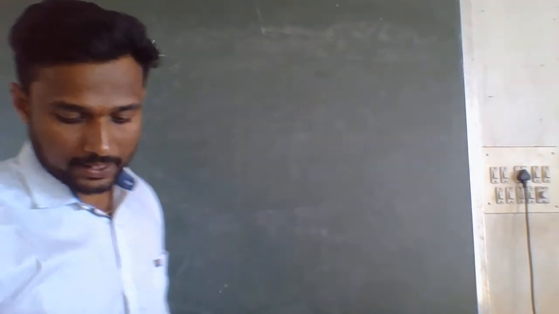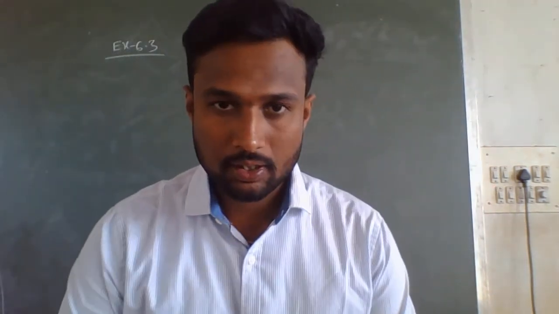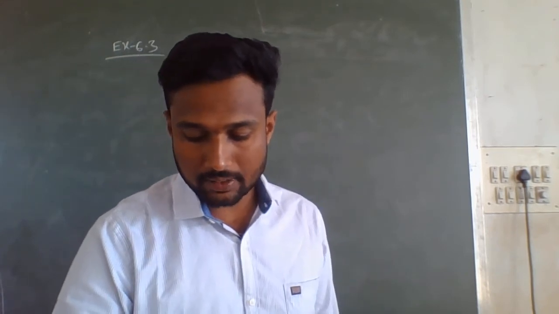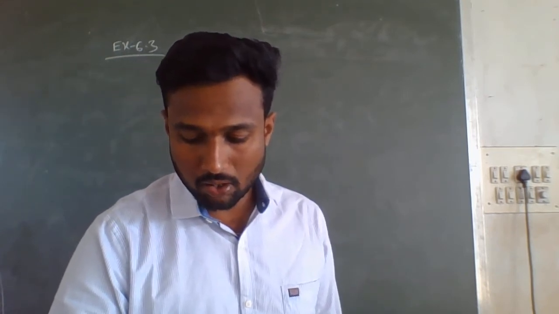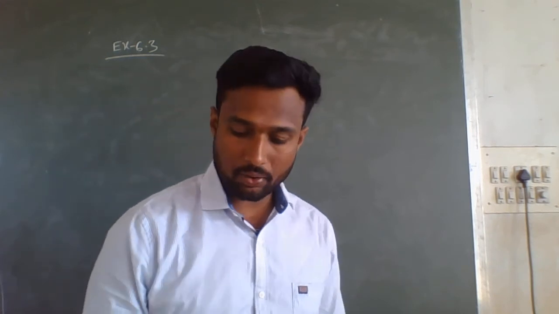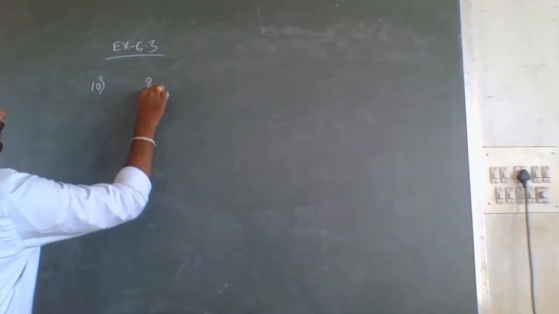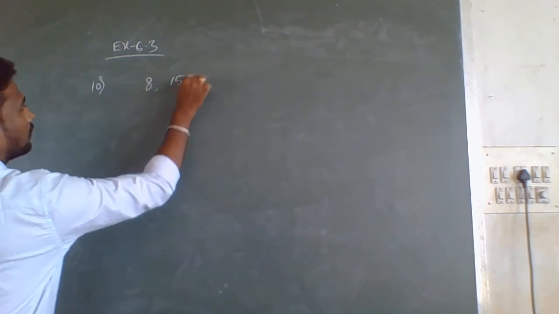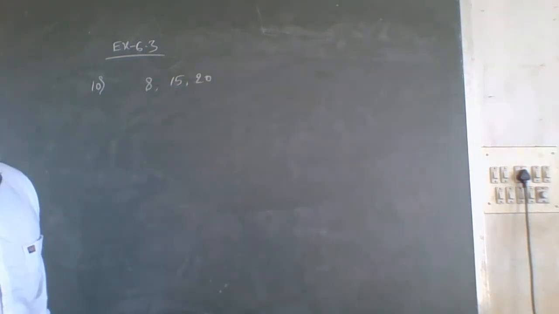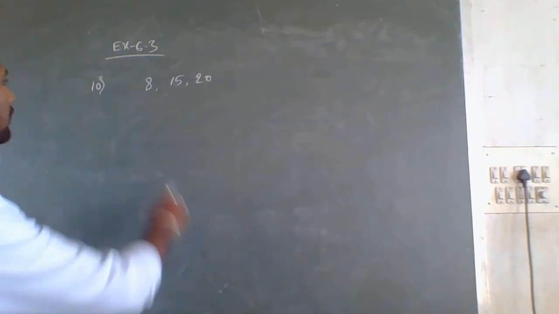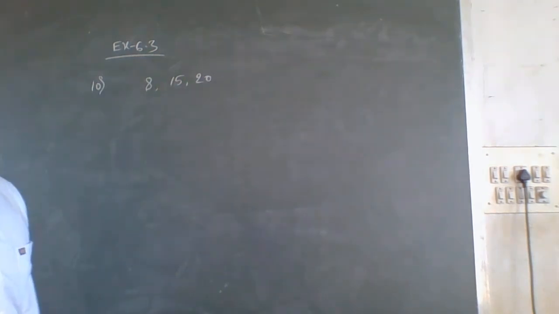So here in the 10th problem, this is similar to the 9th problem. Find the smallest square number that is divisible by each of the numbers 8, 15 and 20. Here they are given 8, 15 and 20. So we have to calculate the smallest square number which is divisible by 8, 15 and 20.